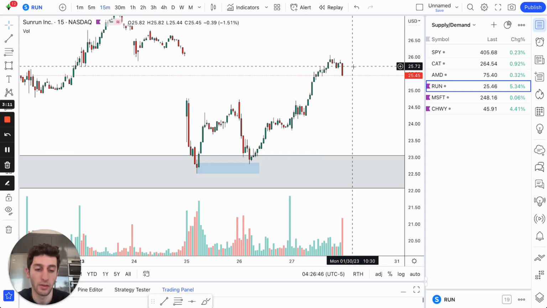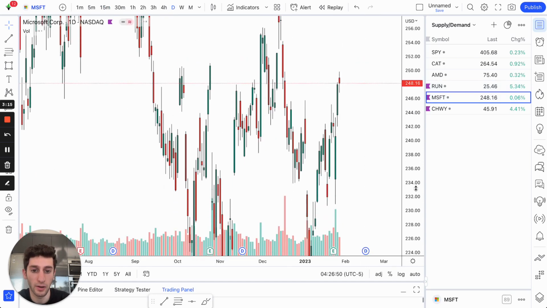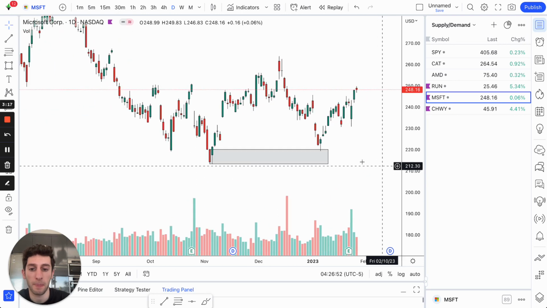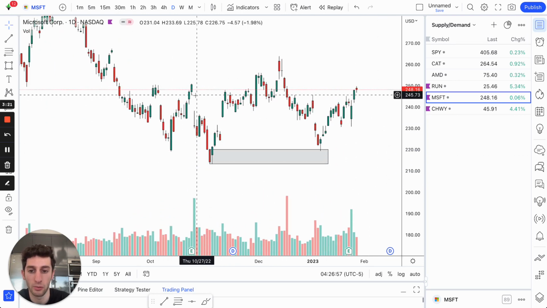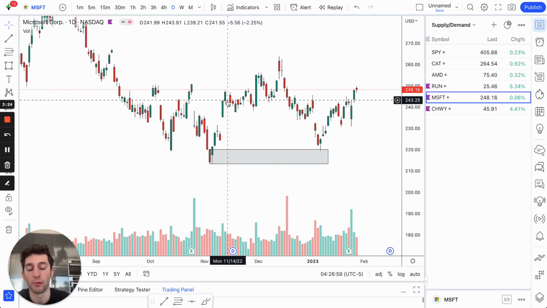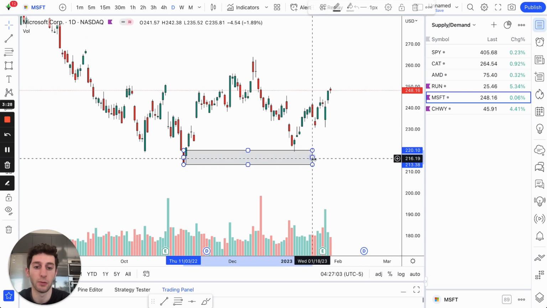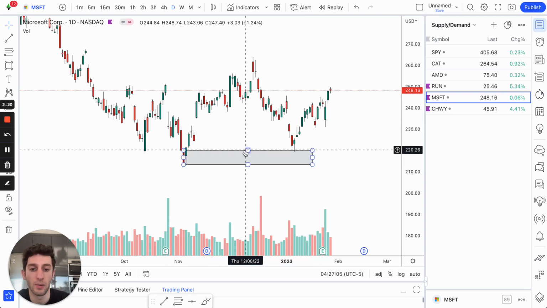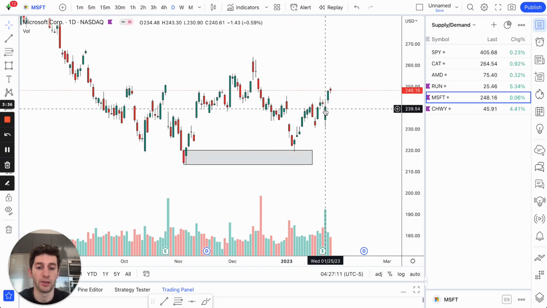I'm going to show you another example right here on Microsoft. So on Microsoft, if I zoom out on the daily, you can see price, we stop hunted this low here, formed a demand zone, we dropped, formed a base, and then rallied higher. When price came back down to this demand zone, yes, if you were swing trading, you easily could have got in right here at this 220 mark with a stop below the 213. Would have been a very good trade, a very good decent risk reward.